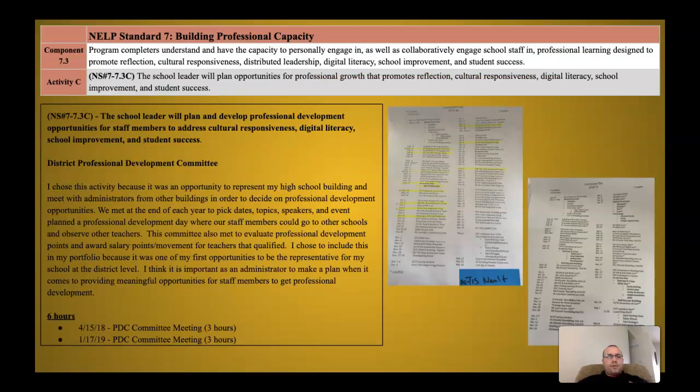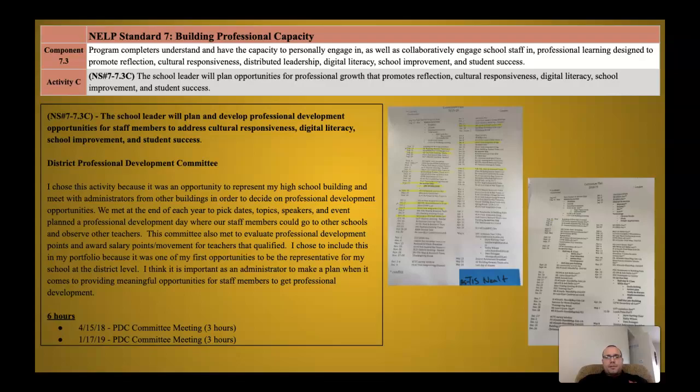Finally, for 7.3c, the school leader will plan and develop professional development opportunities for staff members to address cultural responsiveness, digital literacy, school improvement, and student success. In my time here at Rose Hill, I've been a part of the district professional development committee. Within this committee, we meet once a year at the end of the year to discuss what our professional development process looks like for the next year and the opportunities that we'll have.